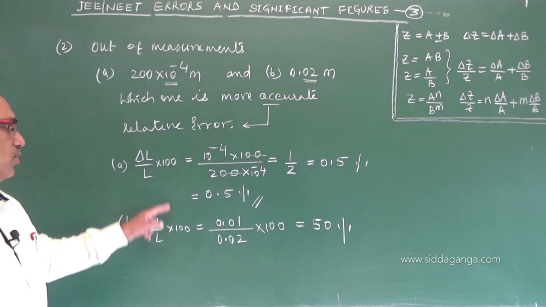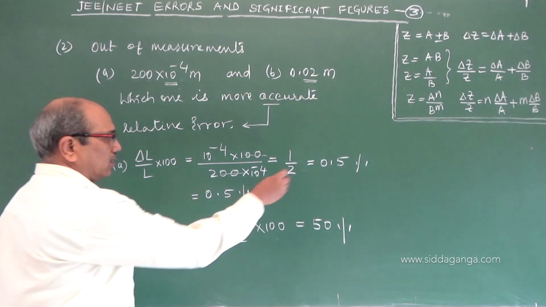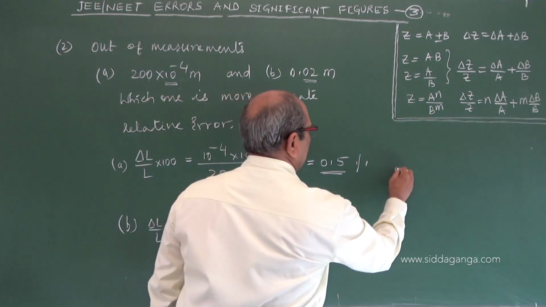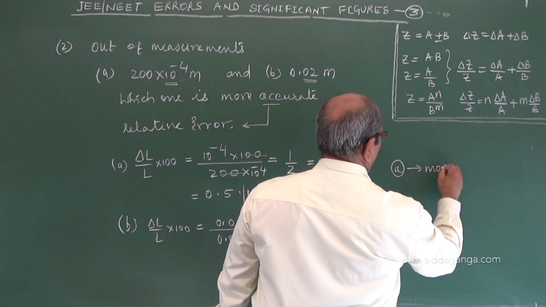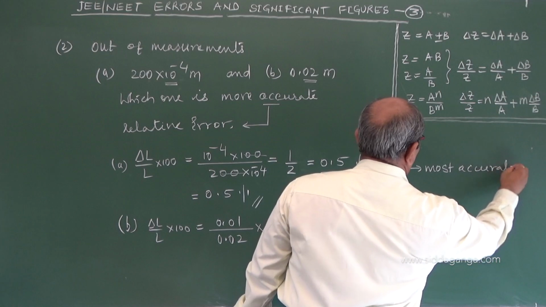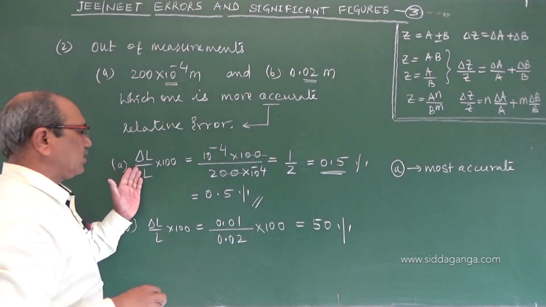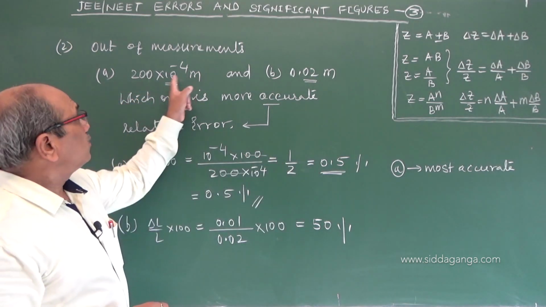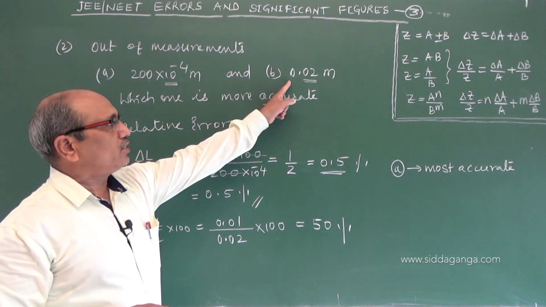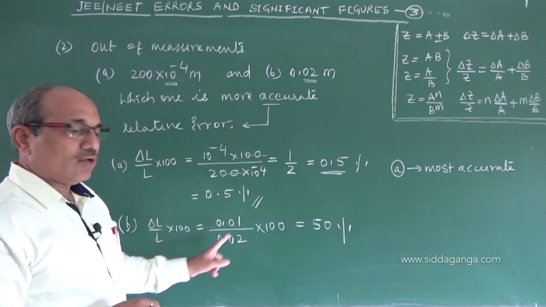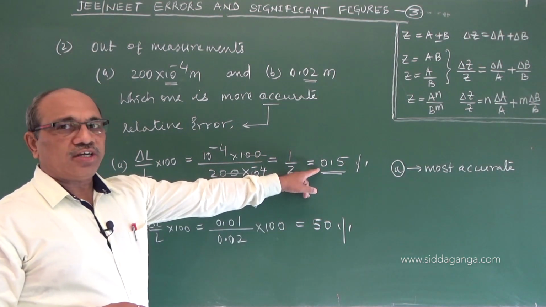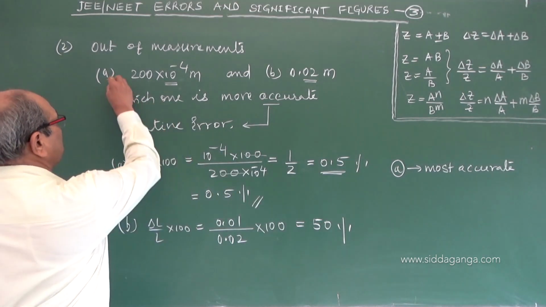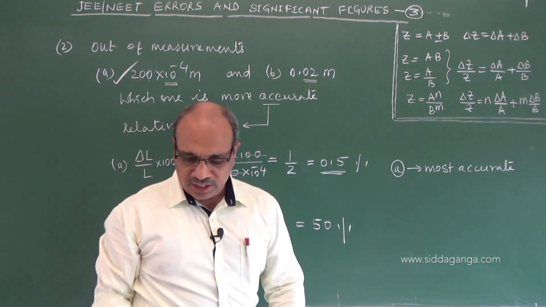So if you look into both, you see that it is least. Therefore, the answer is A. A is most accurate, having minimum relative error or percentage error. Minimum relative error 0.5% for this 200 into 10 power minus 4 meter, compared to this 0.02 meter, which is less. We are having 50% error here, while here it is only 0.5% error. It is very close to the true value compared to this. Therefore, I'd say the first one is the most accurate out of the two options given.